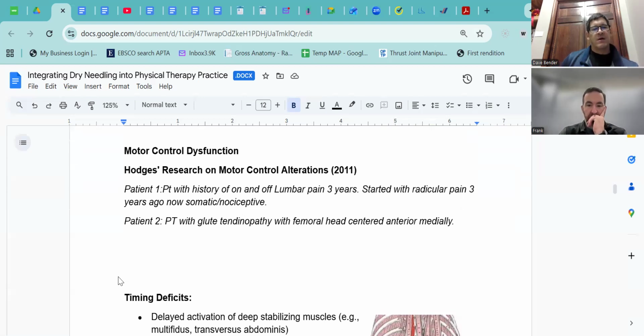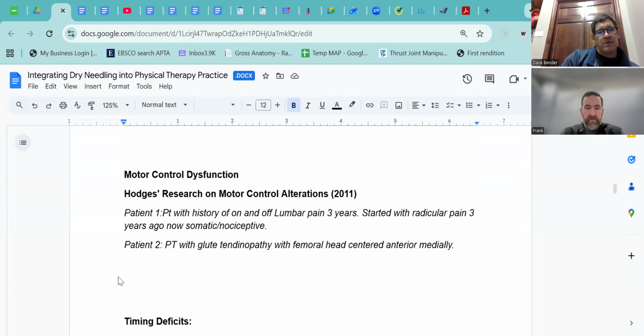Motor control dysfunctions. Hodges' research on motor control alterations, he's got probably 20 to 30 years of research now in this area. So let's look at patient history. Patient one has a history of on and off lumbar pain for 3 years. It started with radicular pain 3 years ago and is now somatic nociceptive. Patient number two has gluteal tendinopathy with the femoral head centered anterior medially.